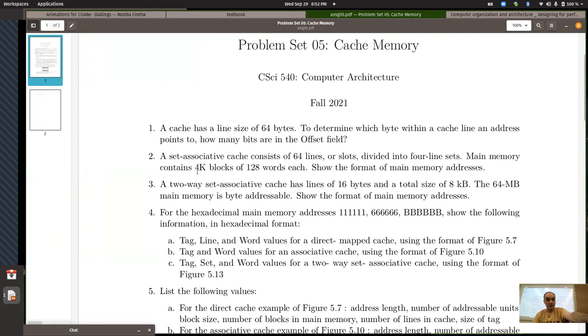So in this problem, we're using 4K, we're using 128 as the block size. So 128 bytes or 128 words is our block size. And so the total amount of memory in this case, it's not 4K is the total amount of memory. There's 4K of blocks. So you have to actually multiply that times 128 to find out what the total main memory size is.